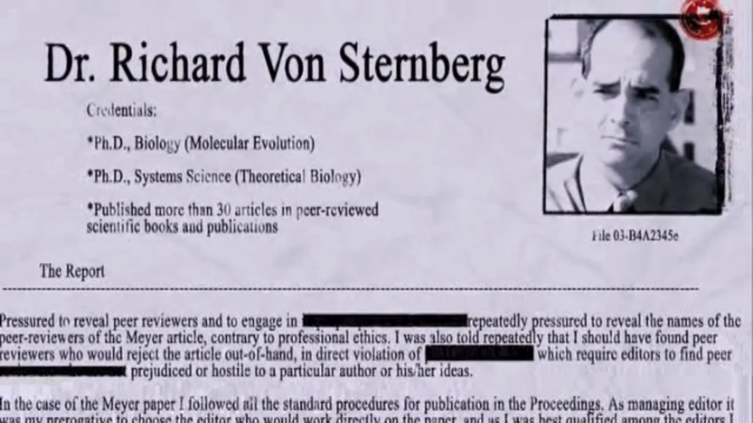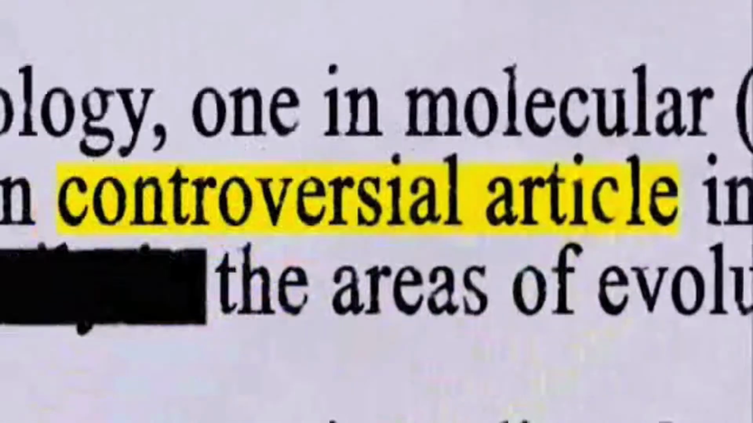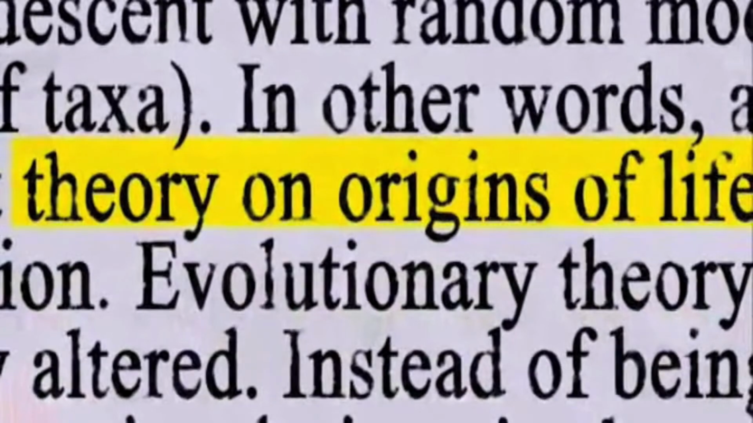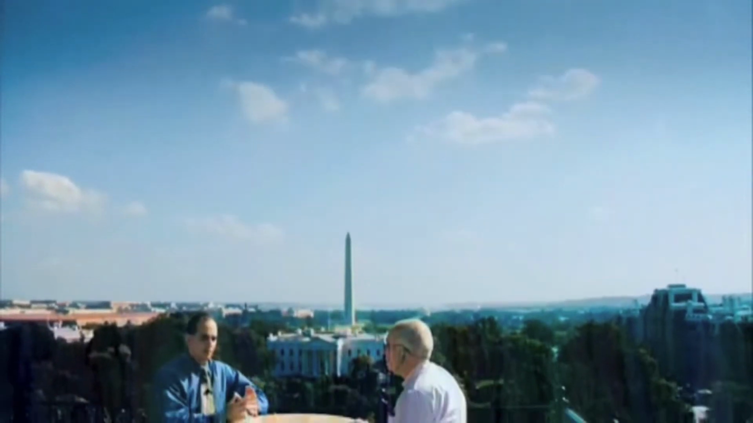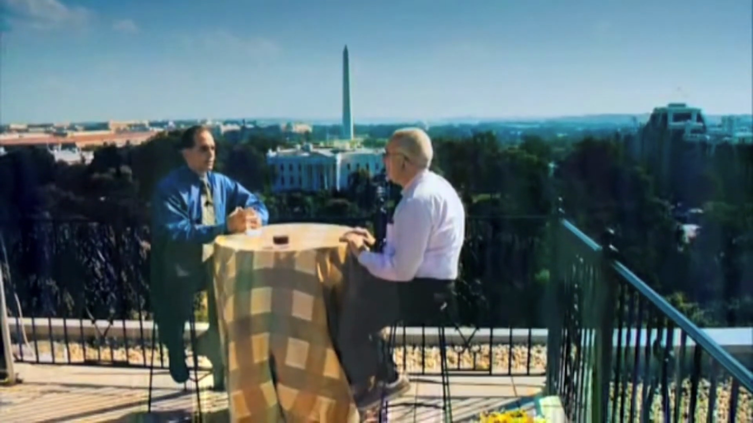What was Dr. Sternberg's crime? He dared to publish an article by Dr. Stephen Meyer, one of the leading lights of the intelligent design movement. The paper ignited a firestorm of controversy merely because it suggested intelligent design might be able to explain how life began. As a result, Dr. Sternberg lost his office, his political and religious beliefs were investigated, and he was pressured to resign.